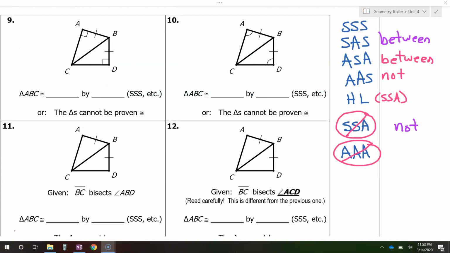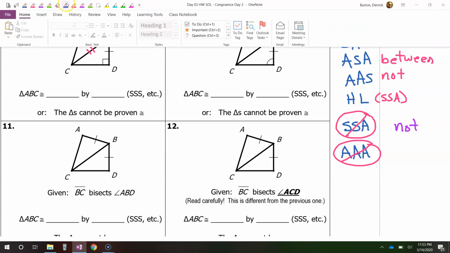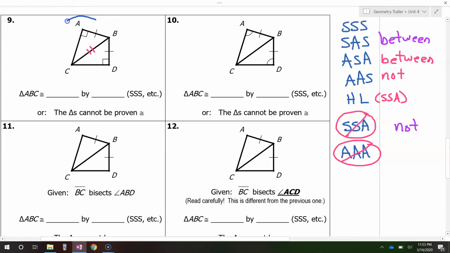For problem number 9, we have a shared side now. Whenever you see a shared side, you know it will always be congruent for both triangles. So let's mark that. Now it's time to focus on one triangle at a time. So let's focus on triangle ABC, for example. I see that we have two sides and an angle. So that's the trickiest one because there are three possibilities for it.